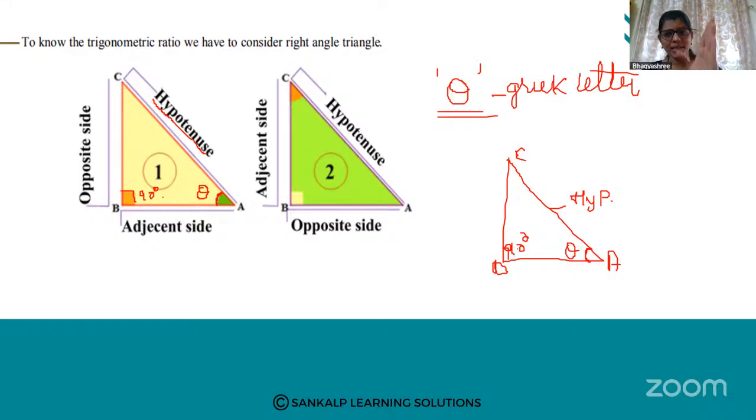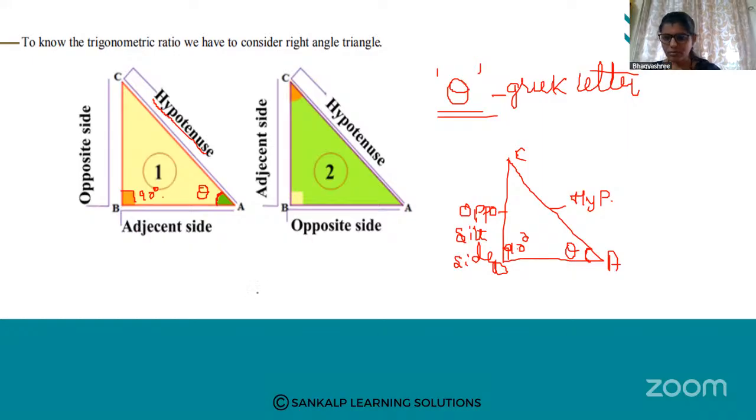Which side is opposite to theta? BC. So I will call this side the opposite side. Let us call it the opposite side. So BC is the opposite side, depending upon the position of the theta. Now our theta is here, so the opposite of the theta is BC here, right? So this one is the opposite side.